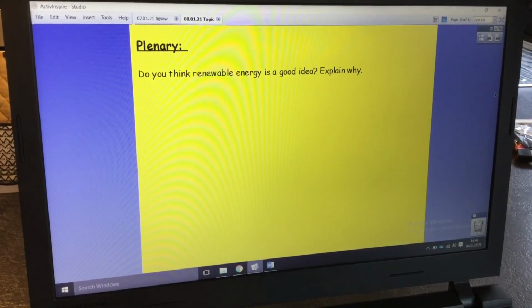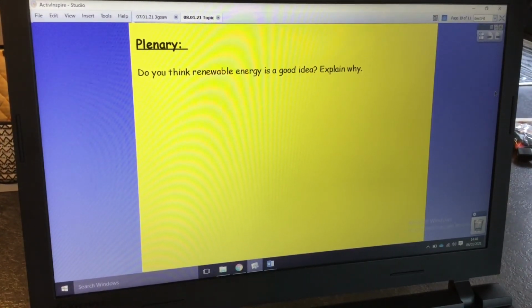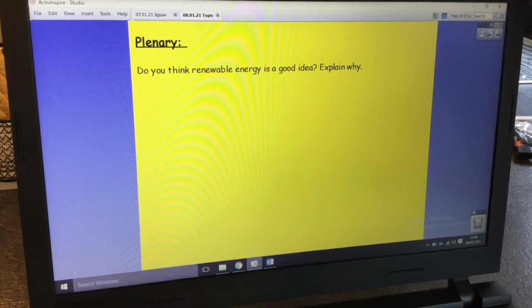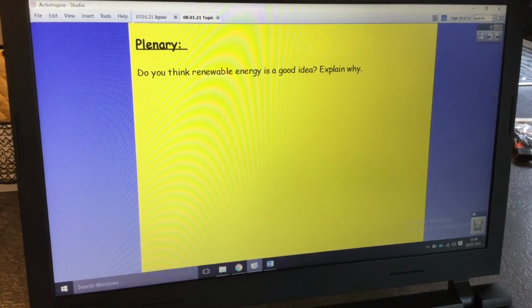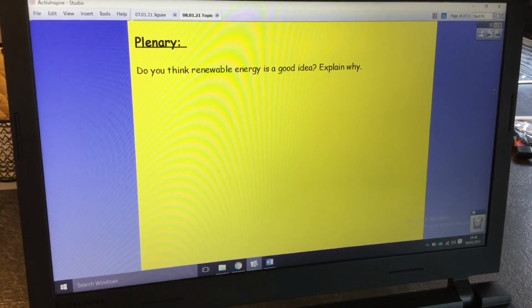Explain why. When you finish, we'd love to see what you came up with and the different ideas you had for your positives and negatives of renewable energy. Please do take a picture and email it to us to the Year 3 email address, or you could tweet it. Make sure that you tag Swingate Primary.